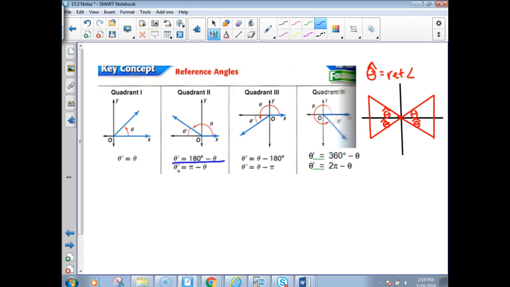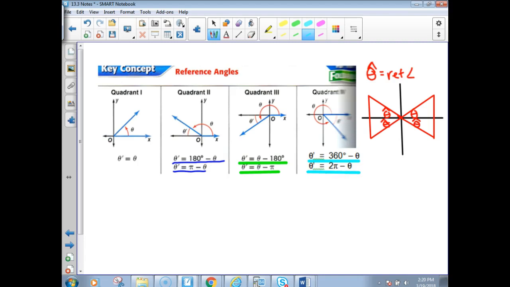Or, if it's in radians, pi minus theta. If your angle terminates in quadrant 3, you're going to figure out this number right here. So you have to take off 180 from the angle. That's why it's theta minus 180 or theta minus pi, because 180 is either pi in radians, or 180 in degrees. 360 degrees is way over here. So if you land in quadrant 4, you need to take theta away from 360. Okay?